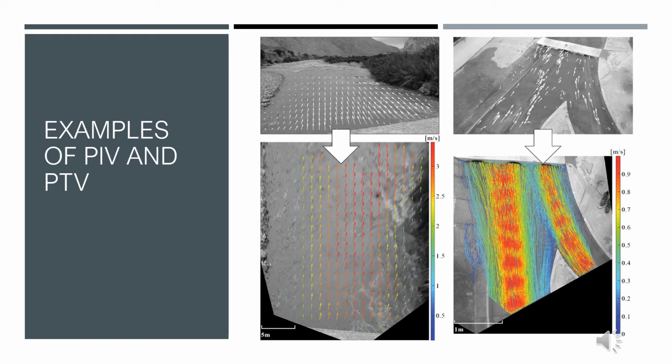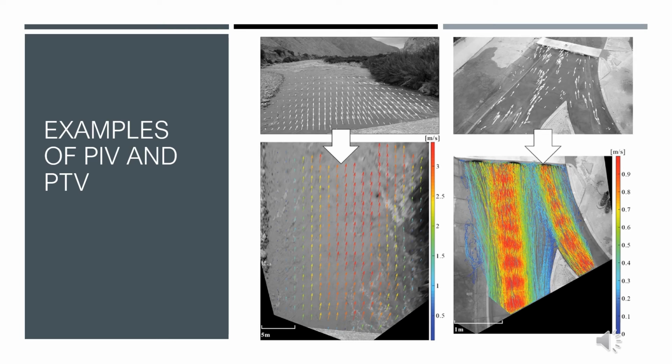The left-hand side splits the image into grids, and each grid is associated with a velocity vector given the particles that pass through it over time. And we call this method PIV, or particle image velocimetry. The images on the right-hand side have a slightly different approach.